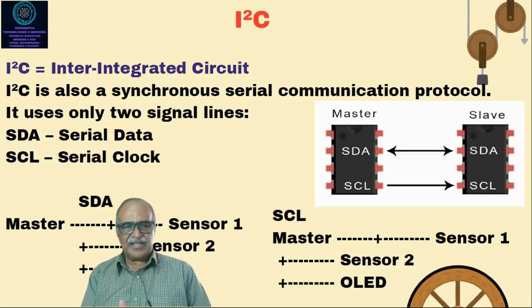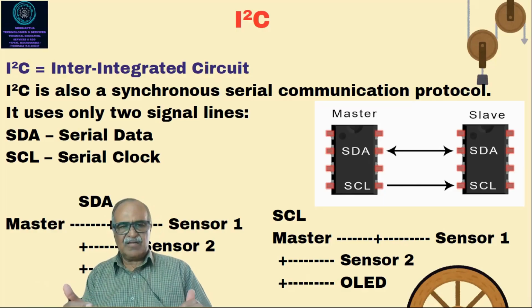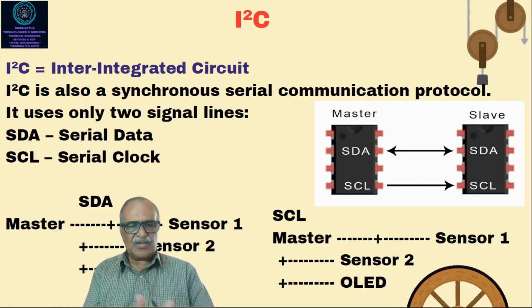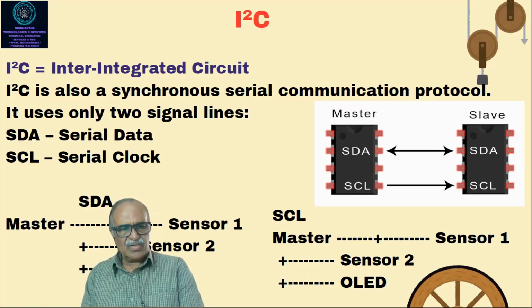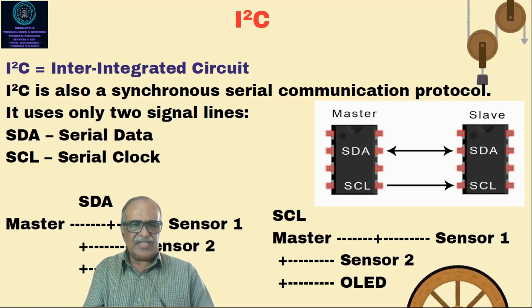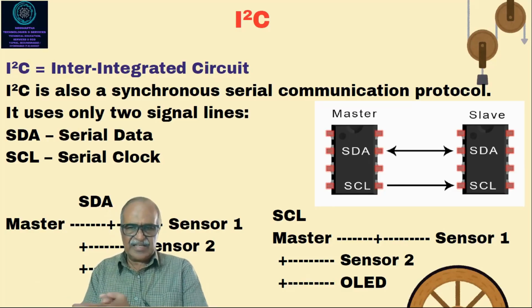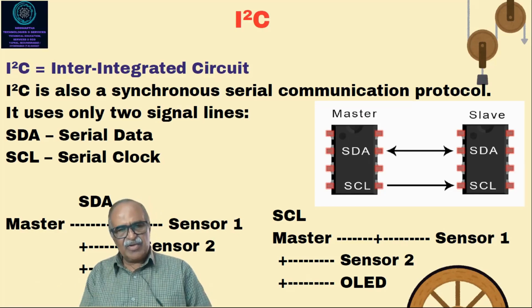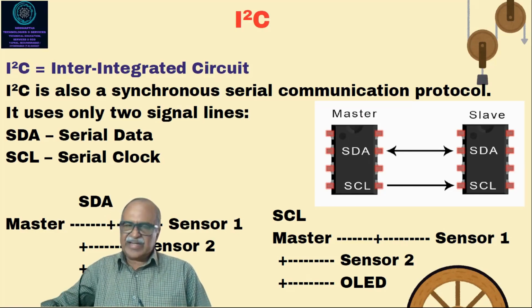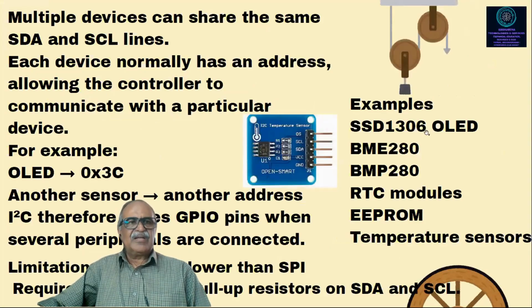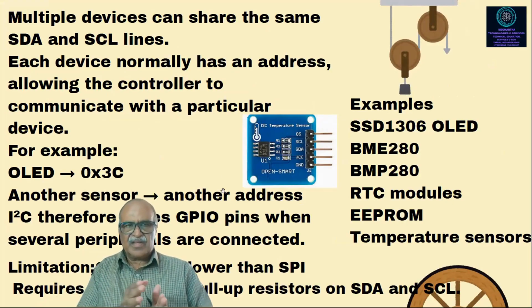So suppose one master is there, you can connect a number of components which will have different addresses, that we will discuss. Master to sensor 1, master to sensor 2. Then you have SDA to sensors 1 and 2. Likewise, different sensors you can connect with SDA and SCL. It can be an OLED, it can be a sensor, connected to the same line. Multiple devices can share the same SDA and SCL line. Each device normally has an address allowing the controller to communicate with a particular device. Okay, so the address will be different.